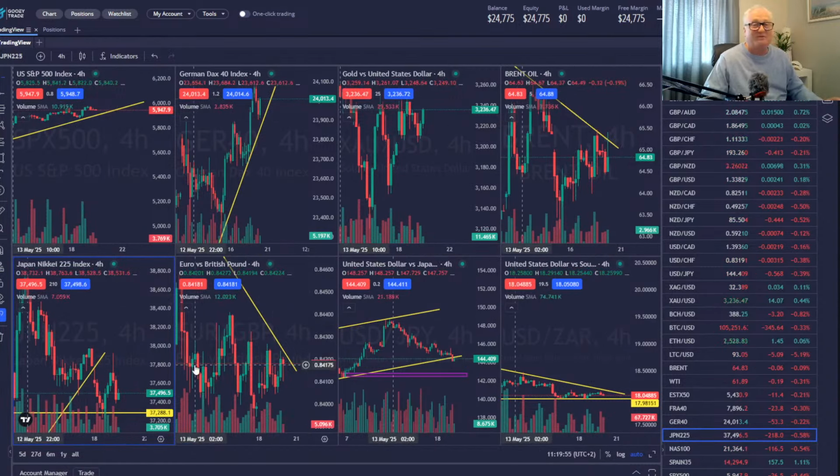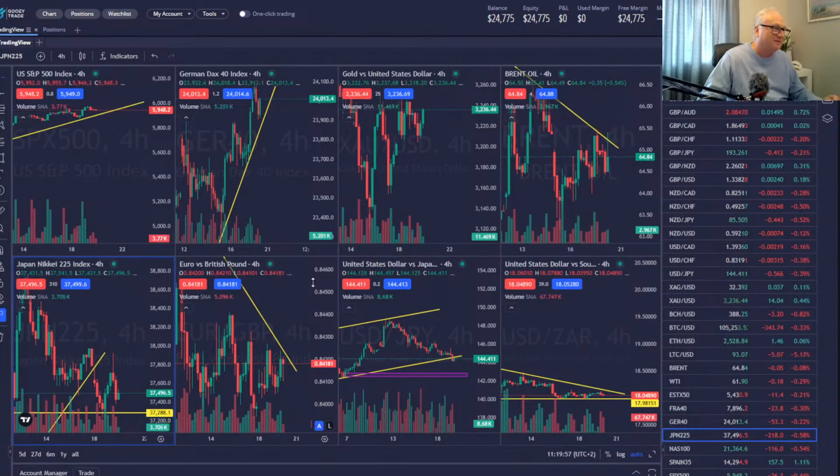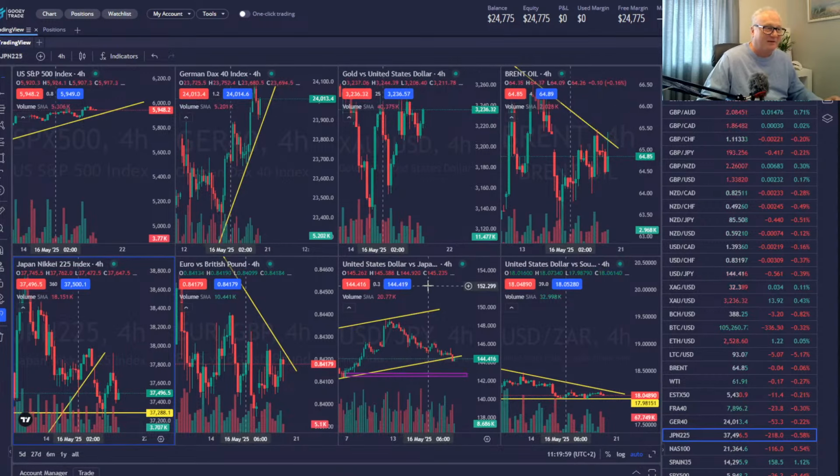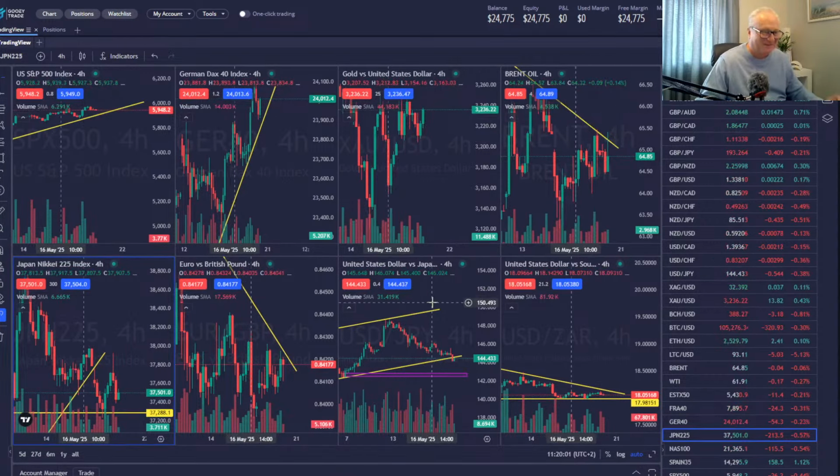Right, so down in the bottom left-hand corner here is the Japanese Nikkei, the Euro Great British Pound, and the United States dollar Japanese yen.